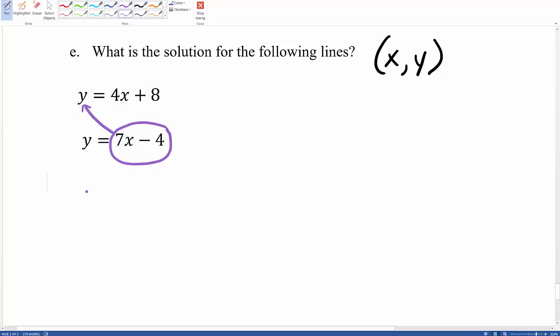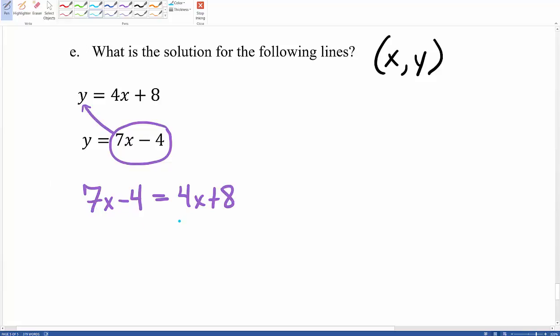And when we do that, we end up with, instead of y, this 7x minus 4 that we just replaced it with, equals our 4x plus 8. Now, the whole reason why we would choose to do that is because now we don't have x's and y's, we just have x's. And we can solve for just that single variable. How we proceed from here is we want to get all of the x's on one side and all of the numbers on the other.